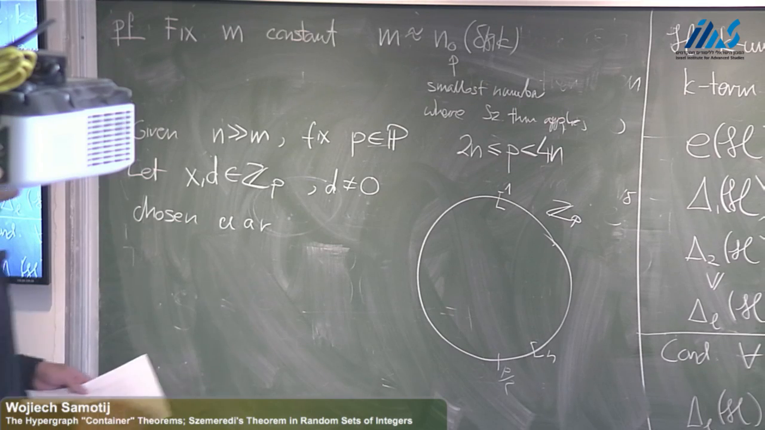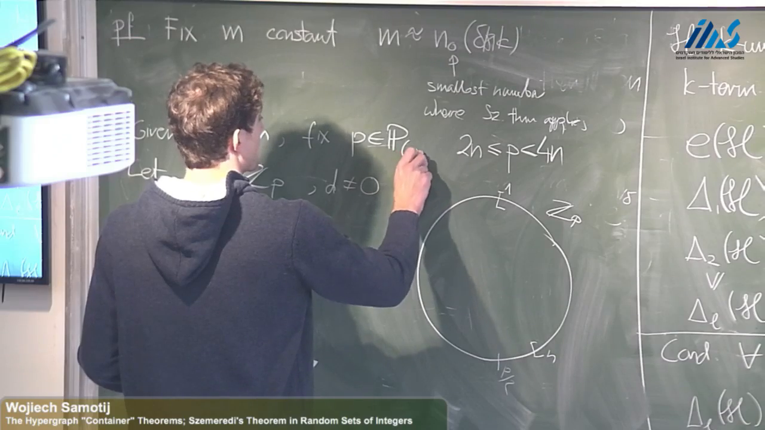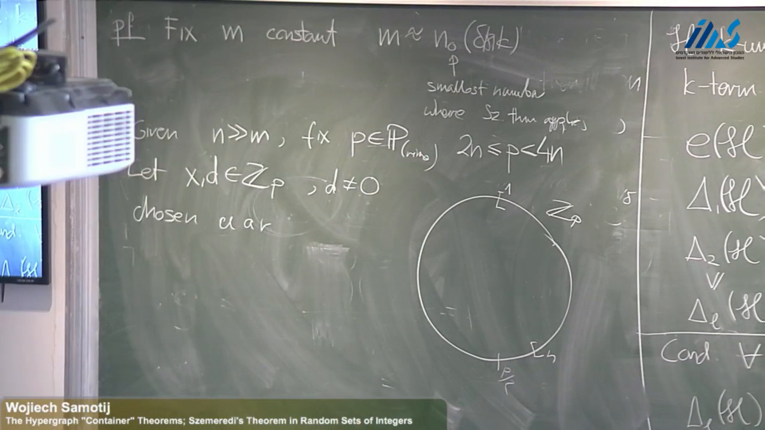Yes, prime. So we also write probability in this way. Okay, so I choose two elements of Z_p uniformly at random.